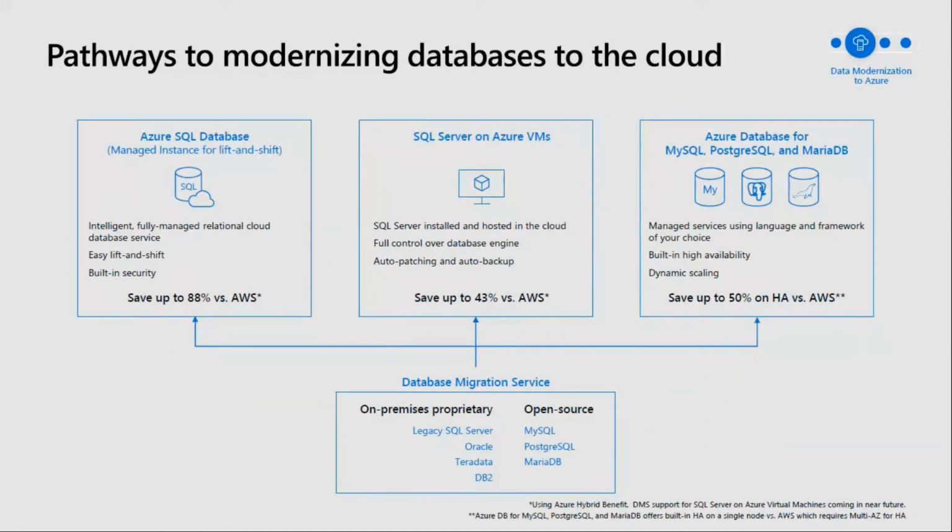If you look at the pathway to modernization of databases to the cloud, we have to understand that the database migration service is very, very important for migrating our databases to Azure. So we have to see the three different kinds of environments. One is Azure SQL database, SQL Server on an Azure VM, and Azure database for MySQL, PostgreSQL, and MariaDB if open source is your choice. All of them give us 50 to 80 to 90% of cost reduction as compared to AWS.